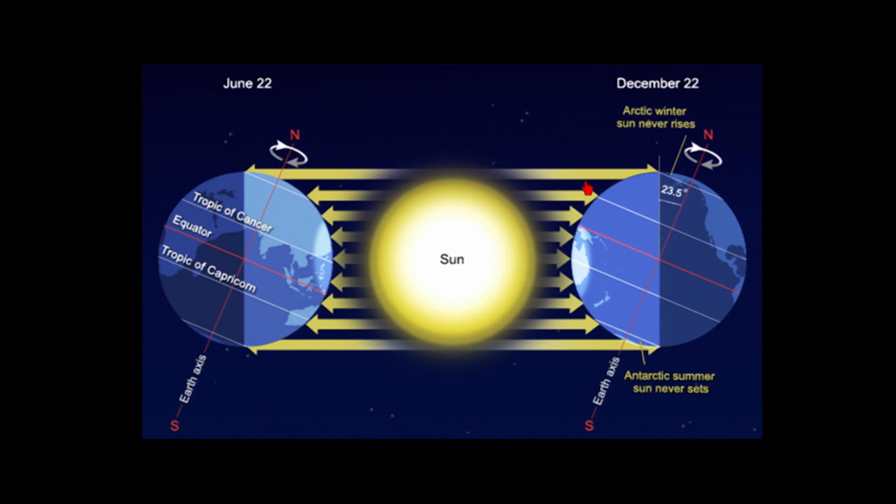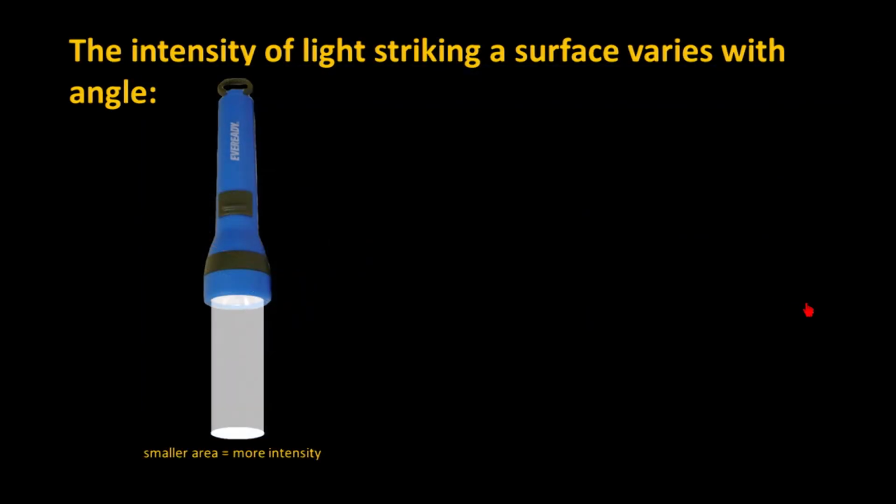Now, the last little part of this is perhaps one of the most important parts, and that has to do with how the sunlight strikes the surface of the Earth. And to show you what I mean, I'm going to introduce a basic idea here. In this illustration, we have a standard flashlight. I purposely have chosen this type of flashlight for one main reason.